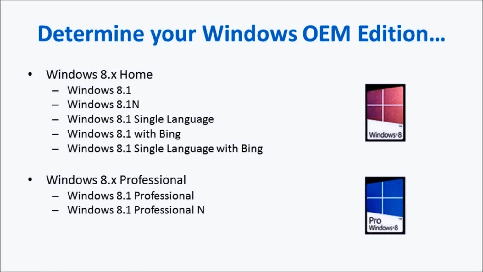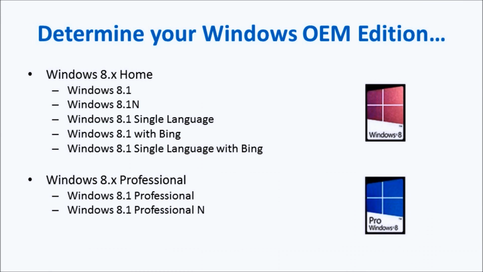And finally, to top things off, the only indication of a Windows 8 or 8.1 OEM license is due to these stickers, which are affixed usually to the bottom of the system. You've got a Windows 8 sticker, but this can mean a Windows 8.1 or 8.1N or 8.1 single language or 8.1 with Bing or 8.1 single language with Bing license. Or you've got the professional sticker, which can mean the 8.1 professional or the 8.1 professional N license.